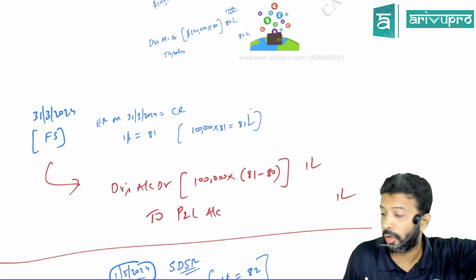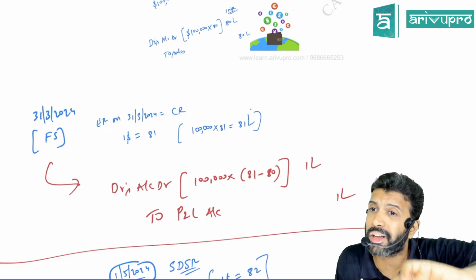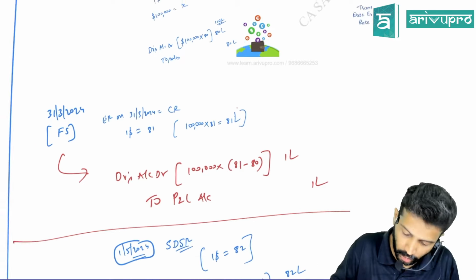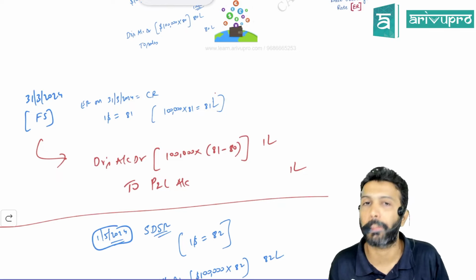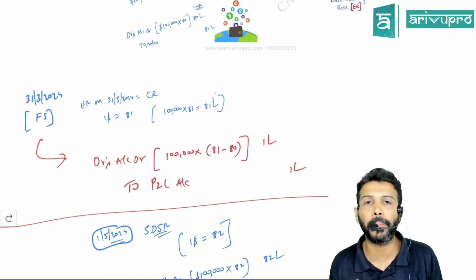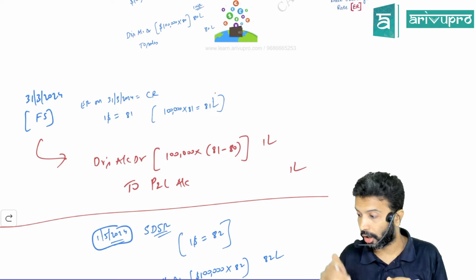It could be a case of forex gain or a case of forex loss. Doesn't matter, that forex gain or loss will be transferred to P&L. This is the journal entry you need to pass on 31st March. Any doubt, people? Once more, people, got it, people? Online also confirms.